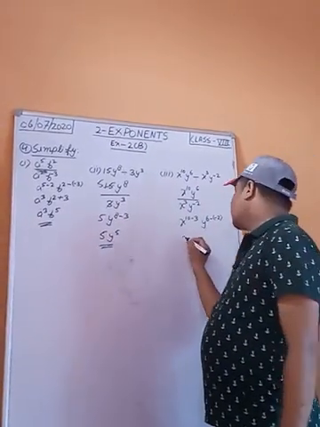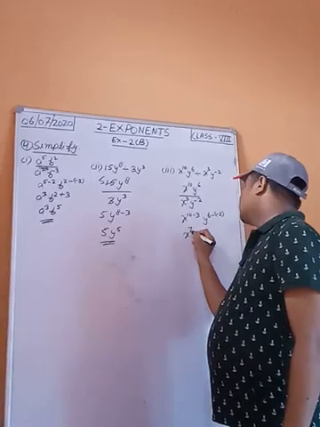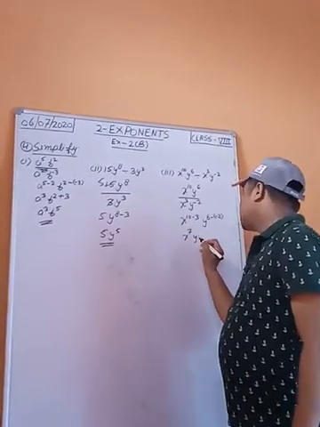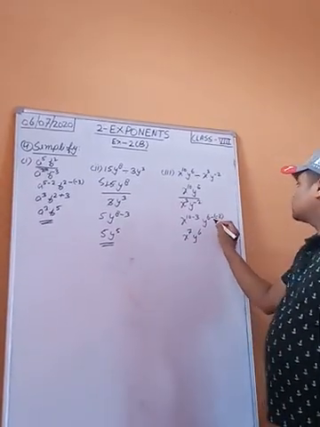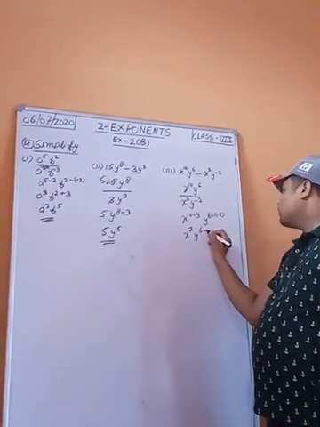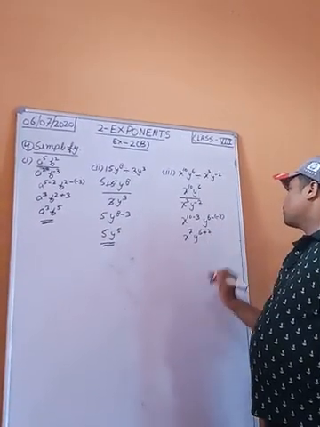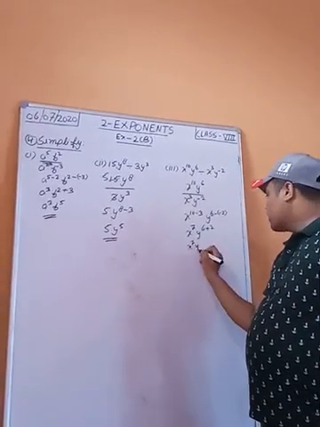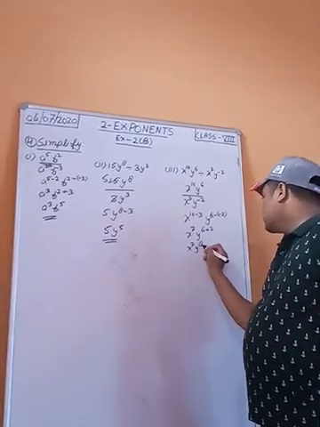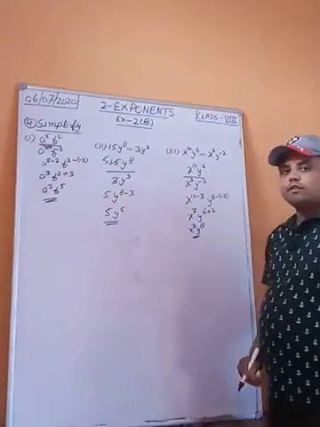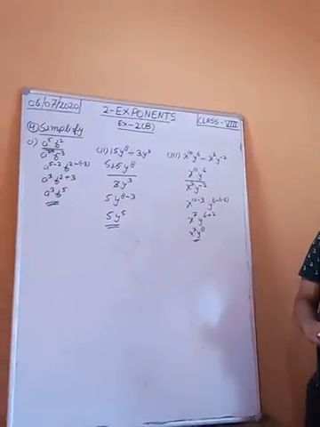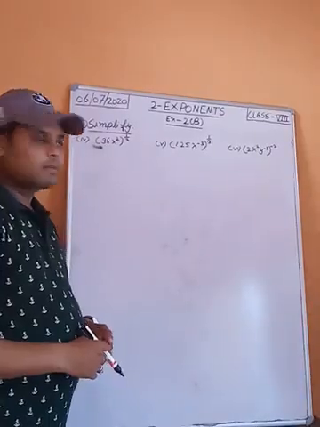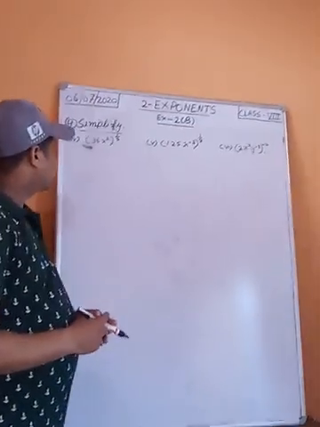So x raised to the power 10 minus 3, 7. y raised to the power 6, open the bracket first, minus plus, then 2. So x raised to the power 7, y raised to the power 6 plus 2, 8. So answer is x raised to the power 7, y raised to the power 8. Now students, fourth part.